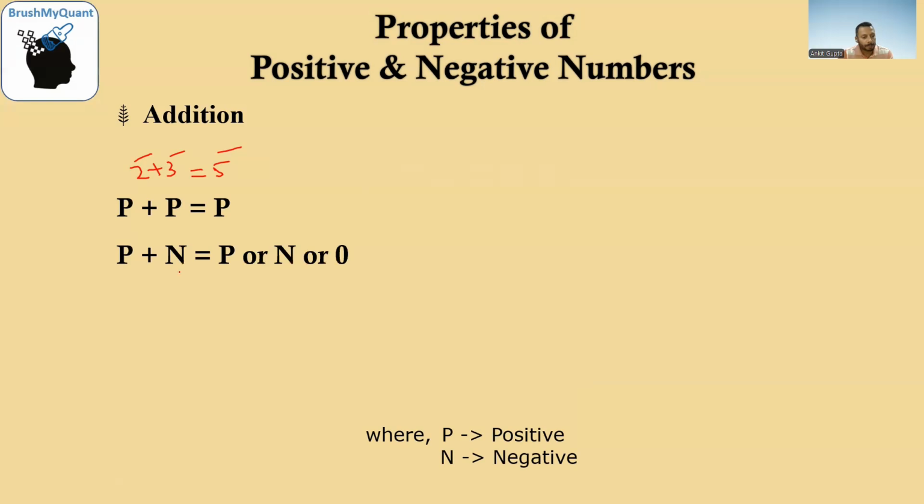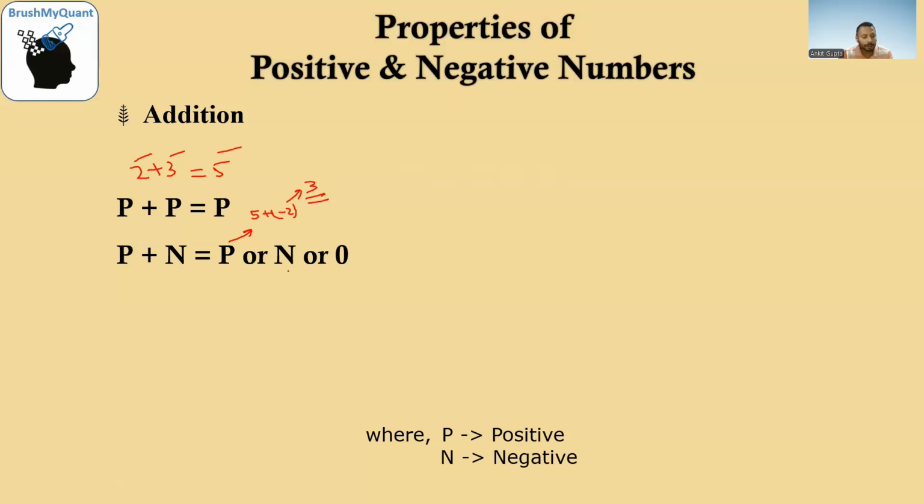A positive number plus a negative number can be a positive number, can be a negative number, or can be 0. When will it be positive? When the positive value is greater than the negative value, right? So let's say if I have 5 and I'm adding -2 to 5, then I'll get the value 3, which is a positive number.